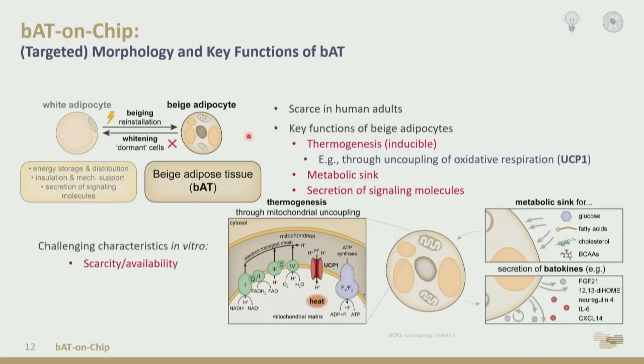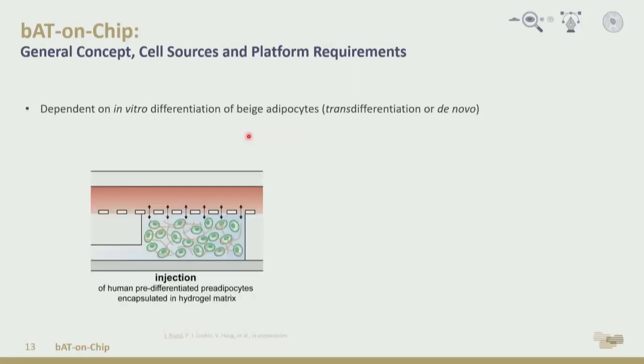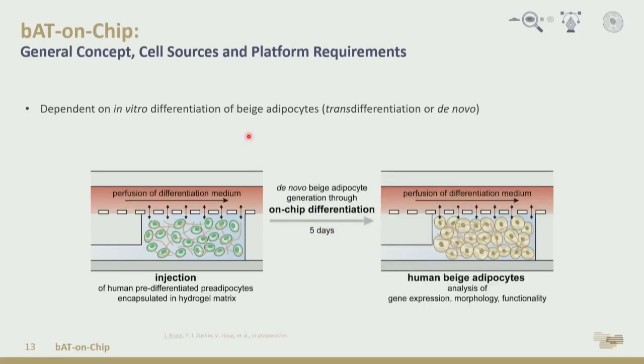If you want to work with beige adipocytes in vitro, the scarcity of this cell type in the human body can become a challenge. Therefore, usually all human in vitro research on beige adipose tissue depends on an in vitro differentiation, either through a transdifferentiation from white adipocytes or through a de novo differentiation from adipose progenitors. The latter is what we have done in our beige adipose tissue on chip project. So we injected pre-adipocytes that were encapsulated in a hydrogel matrix and perfused them with a differentiation medium in order to obtain beige adipocytes on chip.